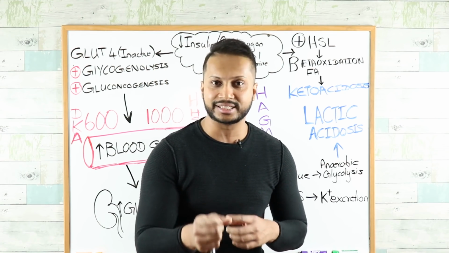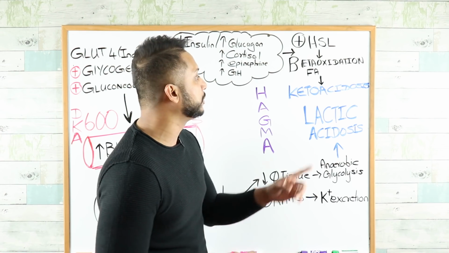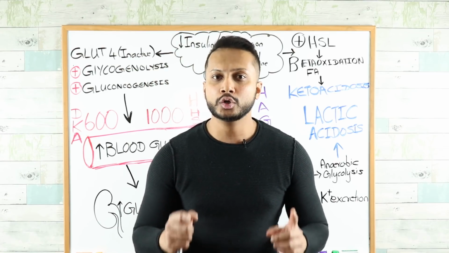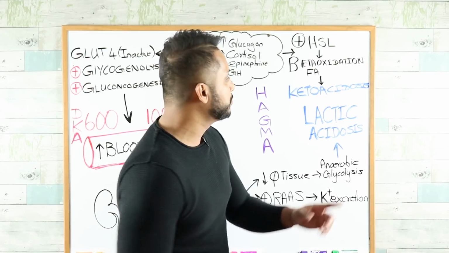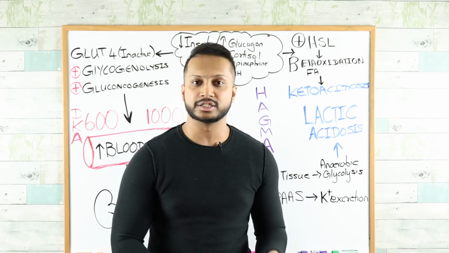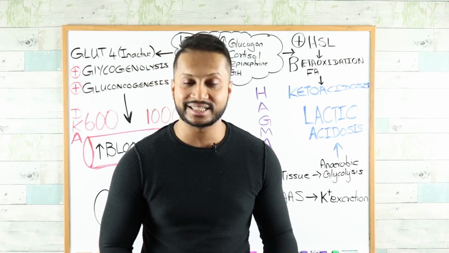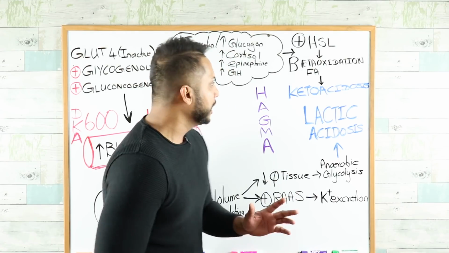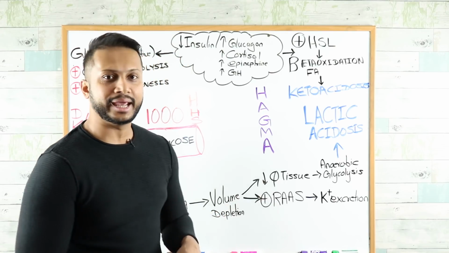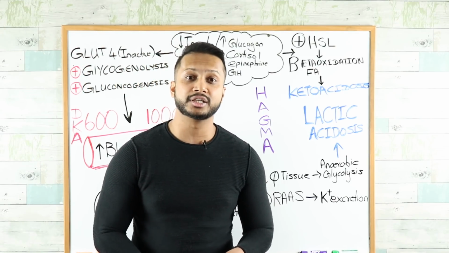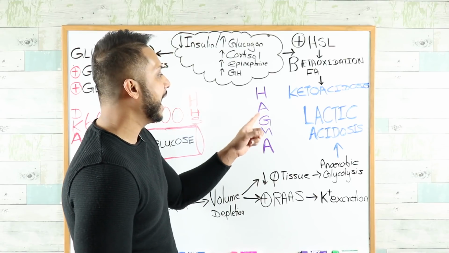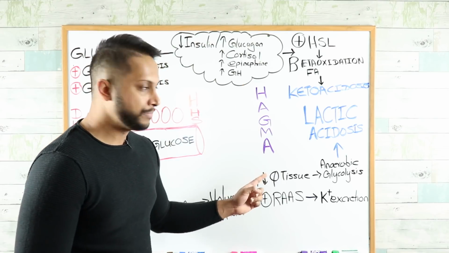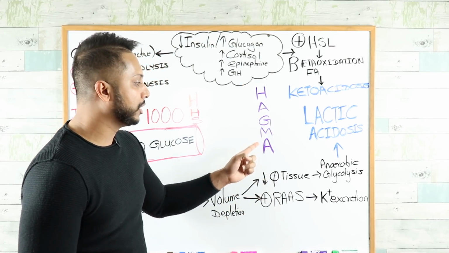And these free fatty acids will undergo another process which we call beta oxidation. And when you do beta oxidation, guys, you will produce keto acids, such as beta hydroxybutyrate, acetoacetate, and acetone. Now, I want you to remember these things because a lot of patients with DKA are actually going to have something called a high anion gap metabolic acidosis, HAGMA, high anion gap metabolic acidosis.